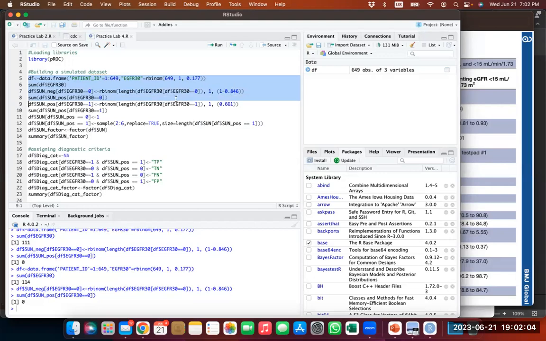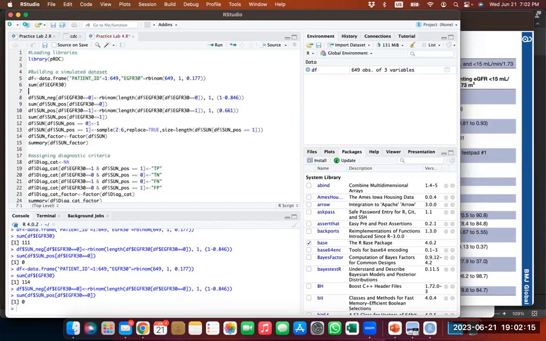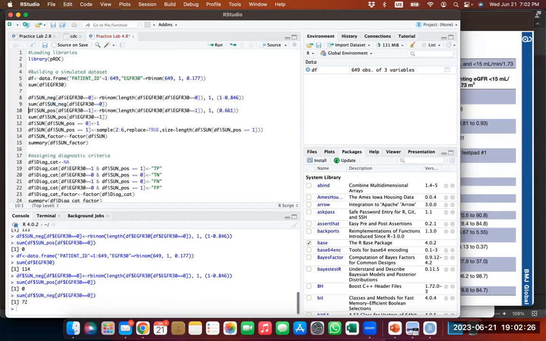It's still 0. Why is it 0? Let's try to quantify this. Oh, okay, you need to change line 9 to SUN negative. Sorry for that. So this was SUN positive, but that should be SUN negative because that's what they defined in line 9, not SUN positive.